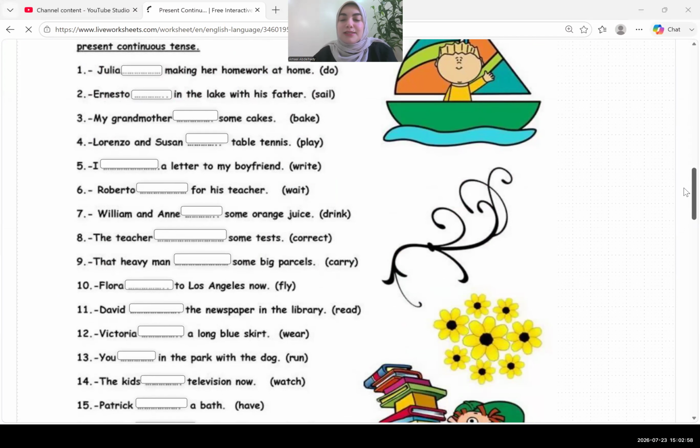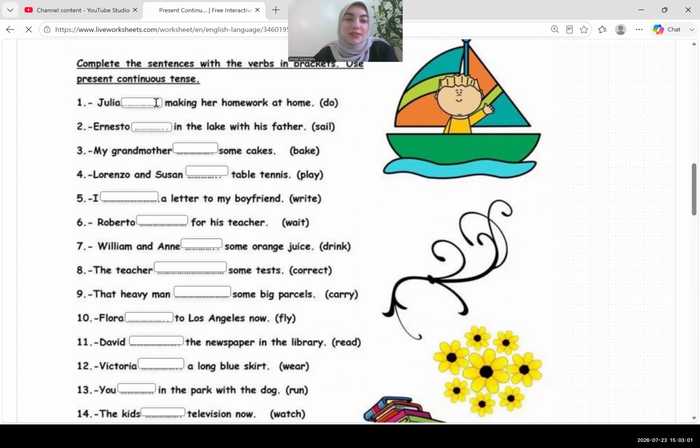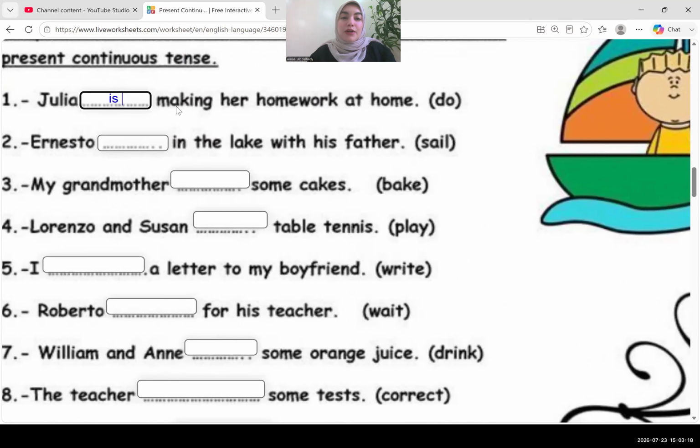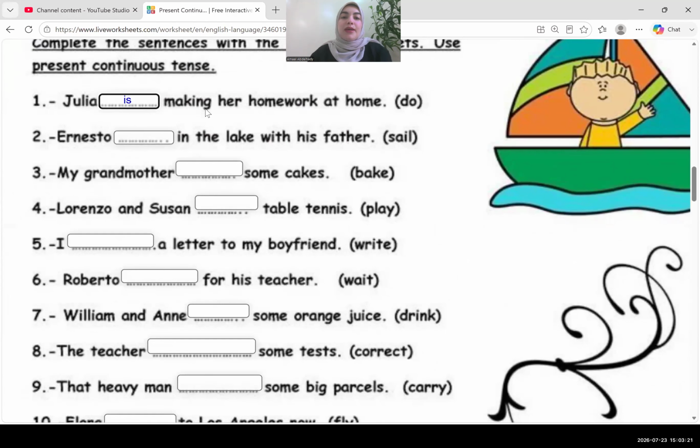Complete these sentences using the present continuous tense. Julia is making her homework at home. Julia is a singular subject, so Julia takes is. Julia is making her homework at home. Ernesto is sailing in the lake with his father. So Ernesto is a singular noun, so he is sailing. Great job.